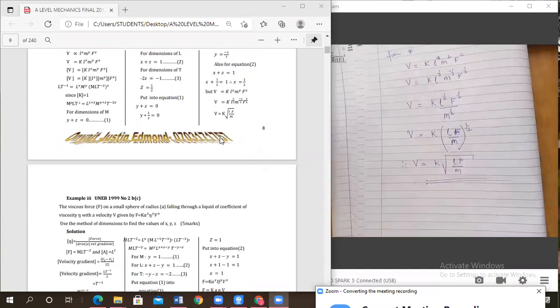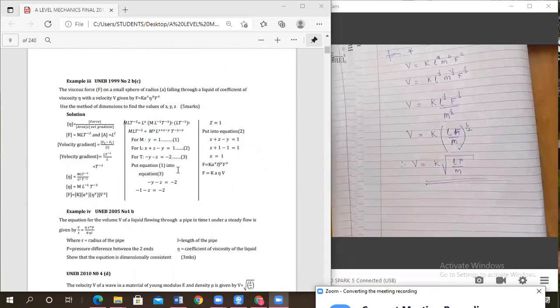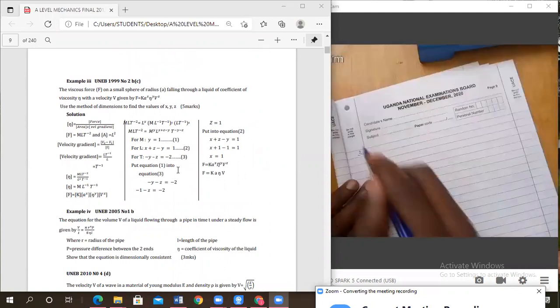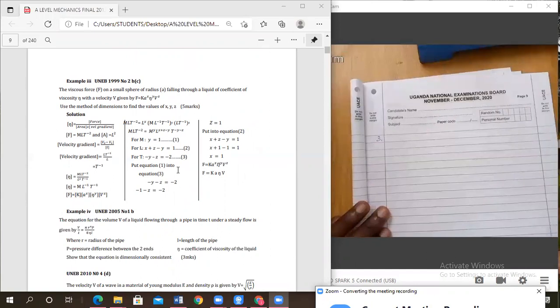Now let's look at some past papers which I've already put for you even in the notes. When you look at that question there, let's look at this question together. Let's go to question number 3. That was in 1999. Some of you were not even there yet. Yes, let's look at that question.